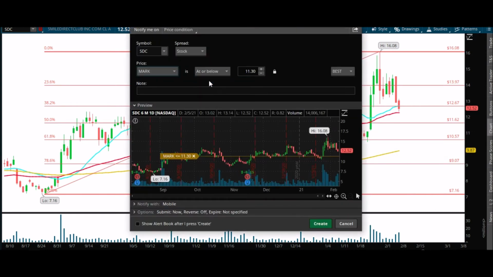Now I'm going to go ahead and create an alert near that area just to remind me to be aware in case it starts to sell off or flush down that area, that we could find some support and maybe a nice little trampoline bounce in that area.